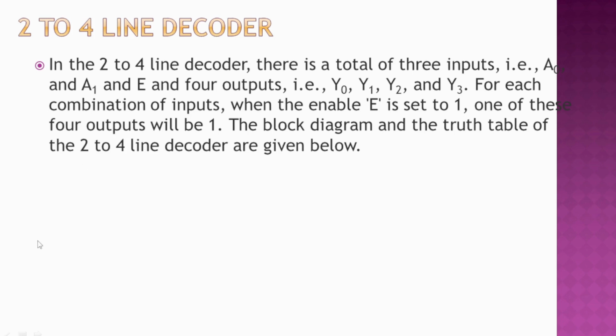First one is 2 to 4 line decoder. So it usually has 2 inputs and 4 outputs. The outputs will be mentioned with the variables y0, y1, y2 and y3, and the inputs will be mentioned with a0 and a1. For each combination of input, when the enable is set to 1, one of these 4 outputs will be 1.